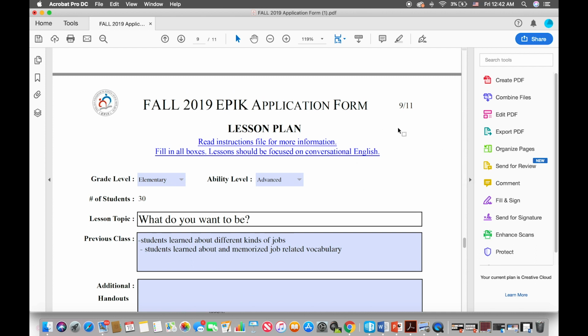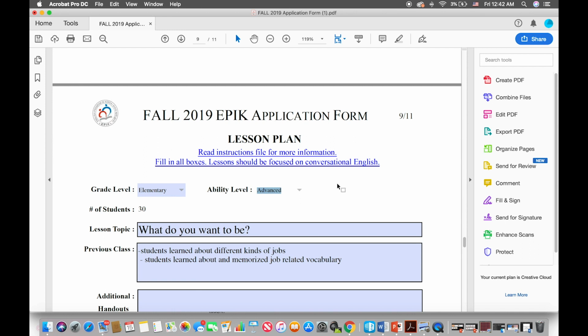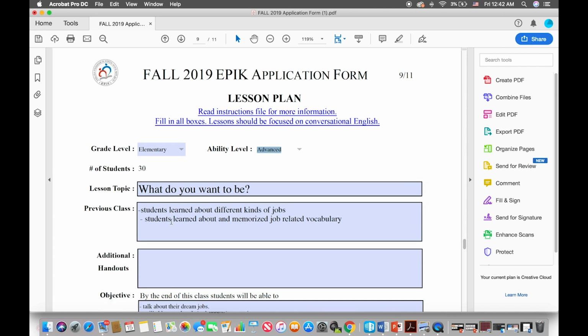So with my lesson plan, I based it on my actual experience as a teacher, and I used elementary school because I'm an elementary school teacher, and I used advanced because my lesson title is for 6th graders, and 6th graders are usually well advanced. It's not like 3rd graders where you teach them about animals and things like that. Remember, it has to be conversational English, so no grammar. Okay, so I have 30 students. My lesson topic is: what do you want to be?